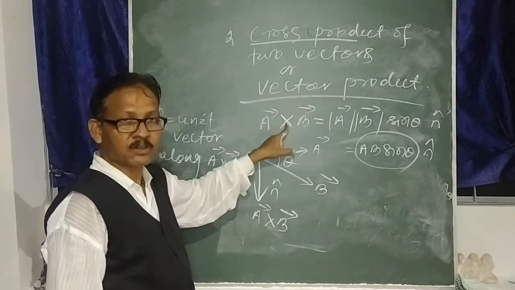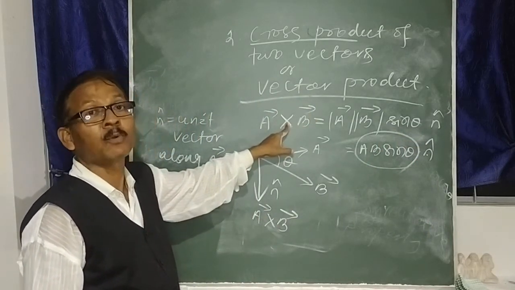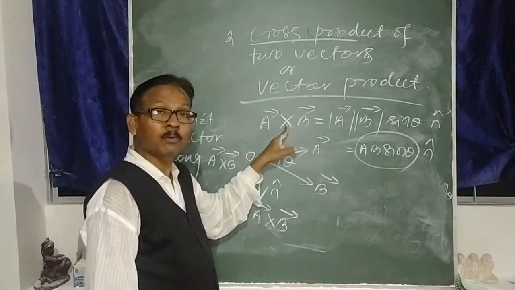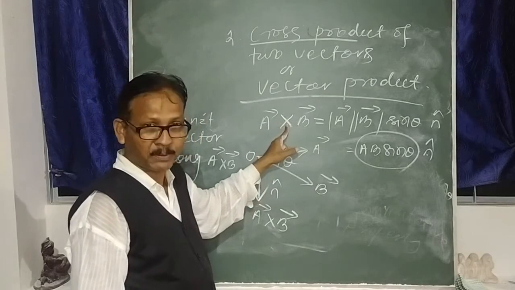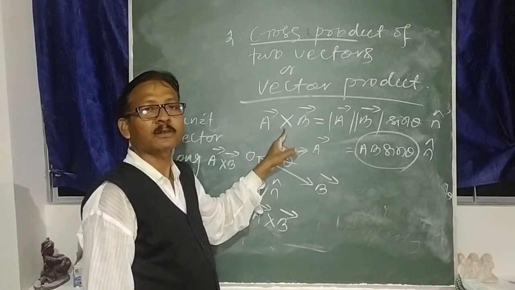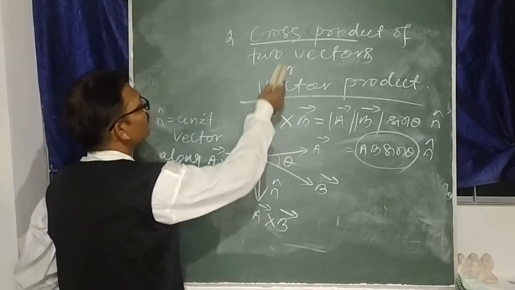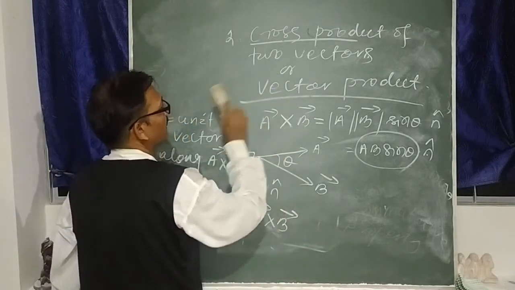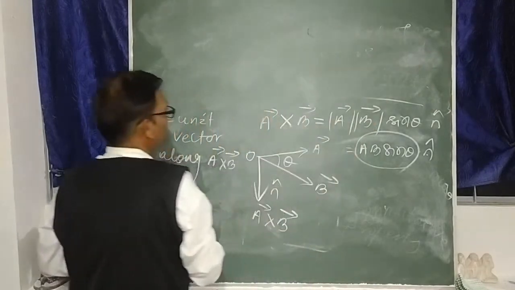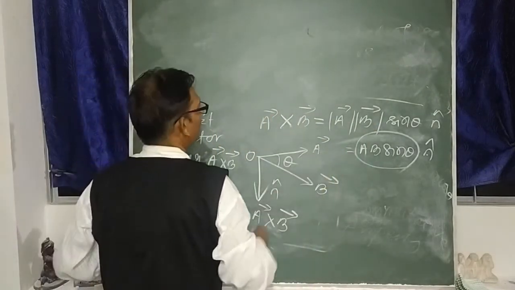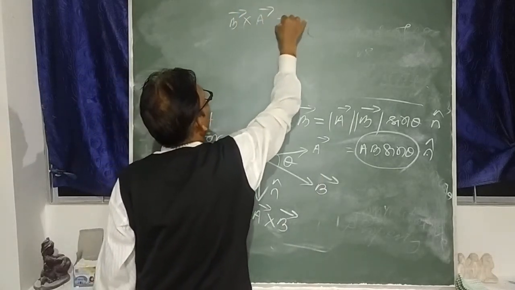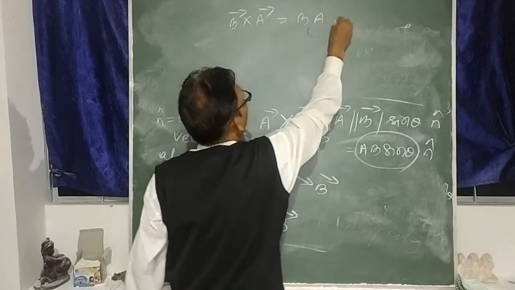And the sign is cross multiplication. This is not the ordinary multiply sign. You read it as cross: A cross B. That is why it is cross product or vector product. You see, A cross B is equal to AB sin theta n cap. Now take B cross A. This is equal to BA sin theta.